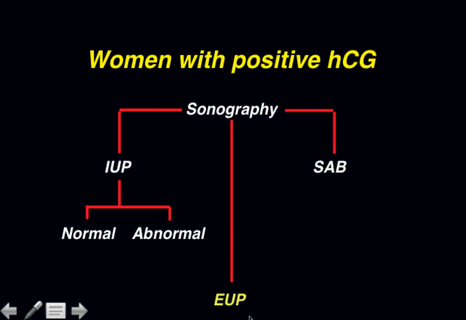It isn't until we come to the third position that extrauterine pregnancy shows up. And then lastly, we have spontaneous abortion.